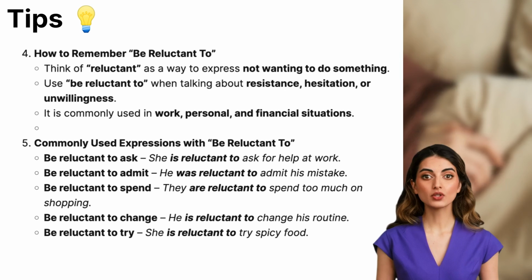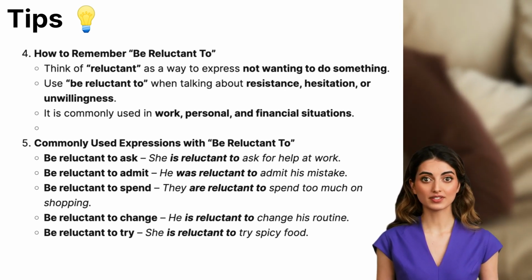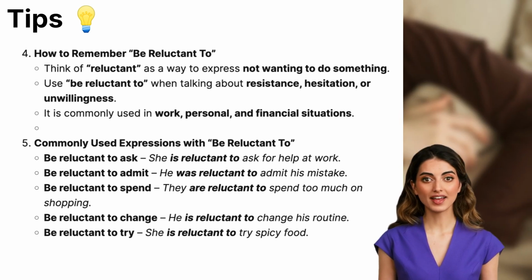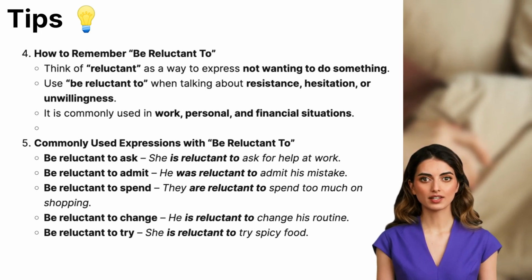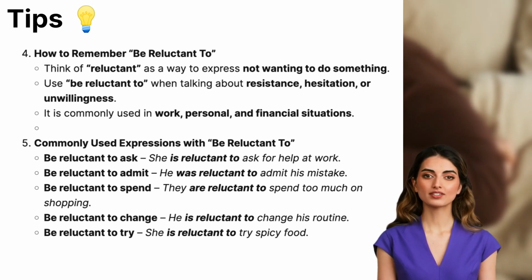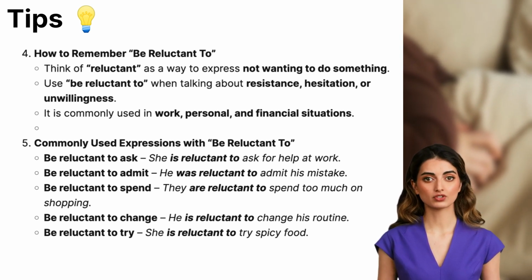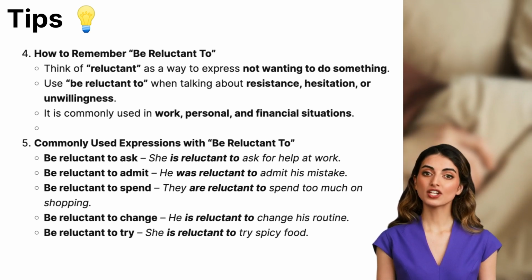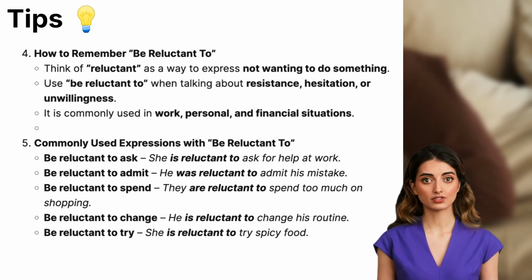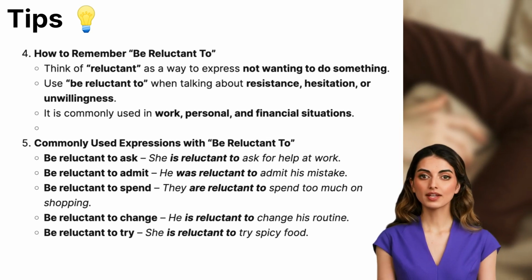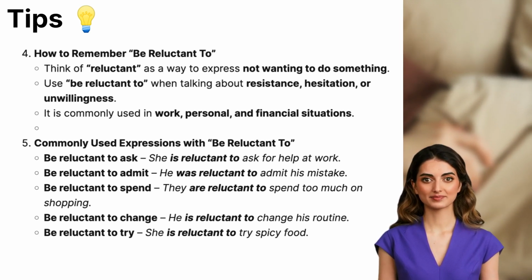5. Commonly used expressions with be reluctant to. Here are some popular expressions using be reluctant to that you can practice. Be reluctant to ask. She is reluctant to ask for help at work. Be reluctant to admit. He was reluctant to admit his mistake. Be reluctant to spend. They are reluctant to spend too much on shopping. Be reluctant to change. He is reluctant to change his routine. Be reluctant to try. She is reluctant to try spicy food. Try making your own sentences with be reluctant to reinforce your understanding.